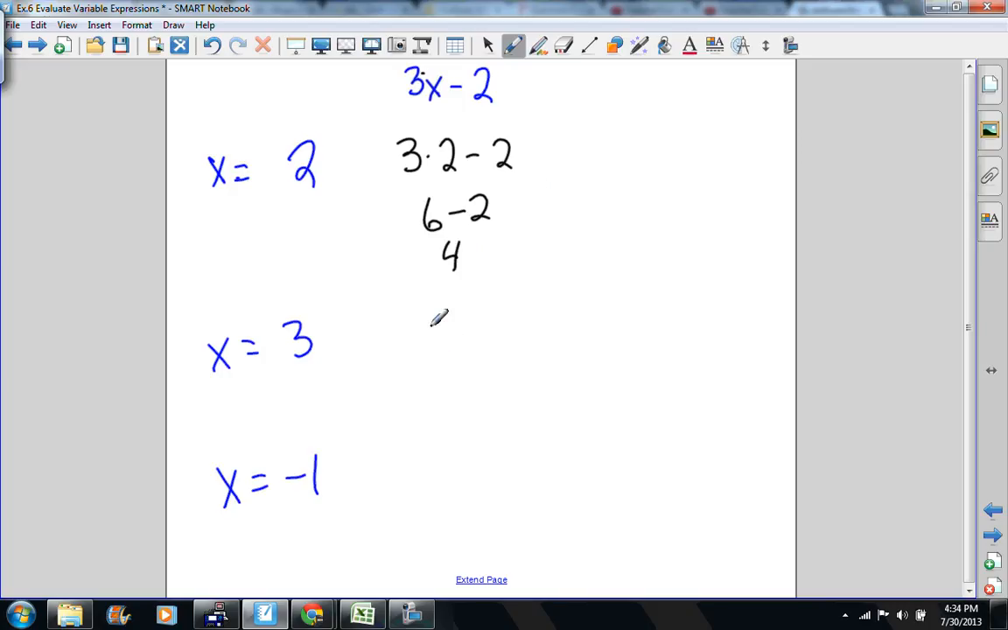And that's it. So now we're going to do the same thing. We're going to take that 3 and replace it. So 3 times 3 minus 2, well, that's 9. Minus 2 is equal to 7.